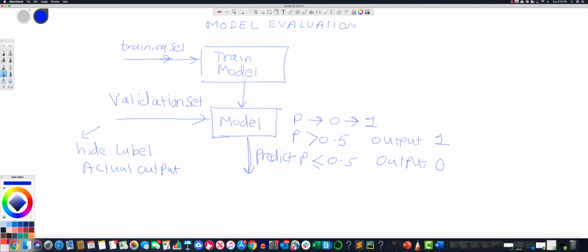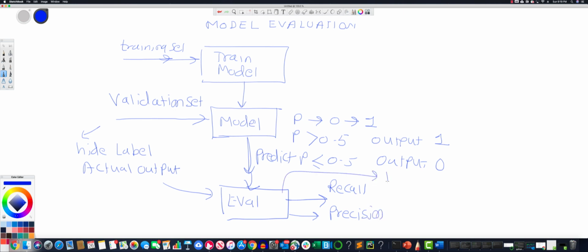Then we compare this predicted output with the actual output using a process called evaluation, and we compute various scores such as recall, precision, F1 score, accuracy, and finally area under curve. These various metrics determine how good the model is. In this lecture we will go into detail on how to compute these scores.